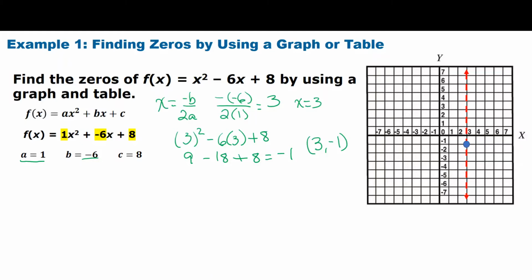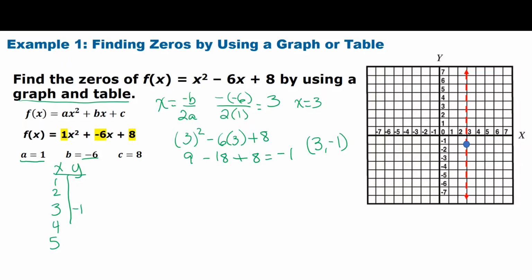All right, now the problem tells us to use a graph and a table. Okay, so in order to use a table, let's just go ahead and plot some other points. So what I'm going to do is make a little table. It's an x and y chart, and I know that my vertex is at 3, so I'm going to put my 3 down here, and I'm going to go ahead and try some other points. I'm going to try 1, 2, I know 3 is going to pair with negative 1, 4, and 5.